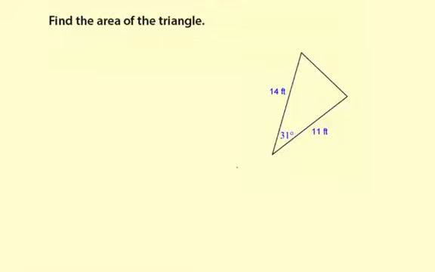Find the area of the triangle. So we're given a 31-degree angle, 14 feet, and 11 feet. We don't know any other information. But what we can do is draw an altitude and make this a right triangle. And I'm going to use this letter H to represent the height.